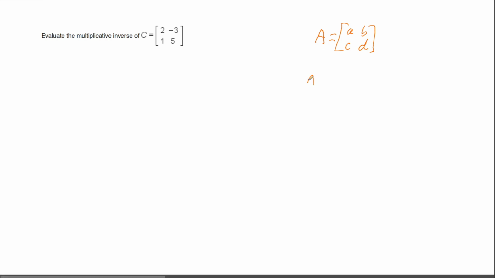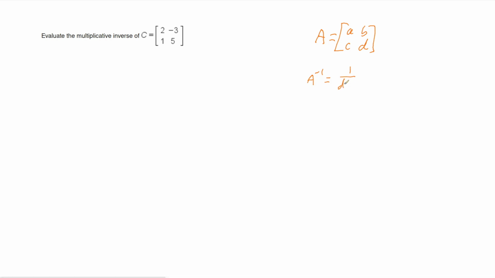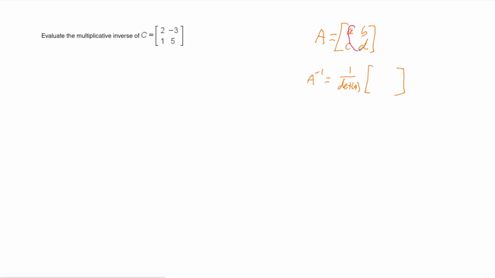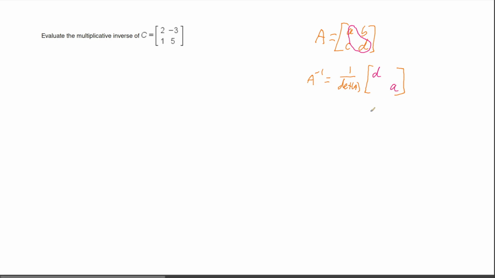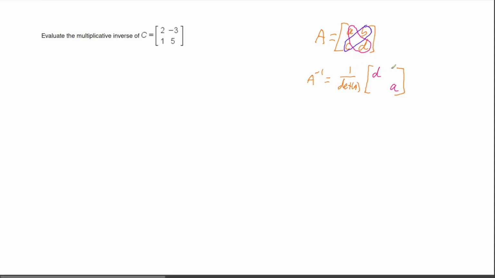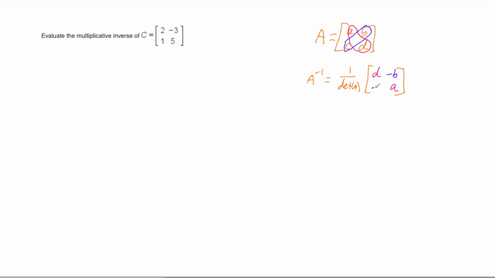Now, the inverse of A, which is written A to the power of negative 1, is 1 over the determinant of A multiplied by what's called the adjoint matrix, which is where you swap the terms on the leading diagonal. So we take the a and the d on that leading diagonal and we swap them. So we get d and then a on our new leading diagonal. And then for the other diagonal, where we've got b and c, we just make those values negative.